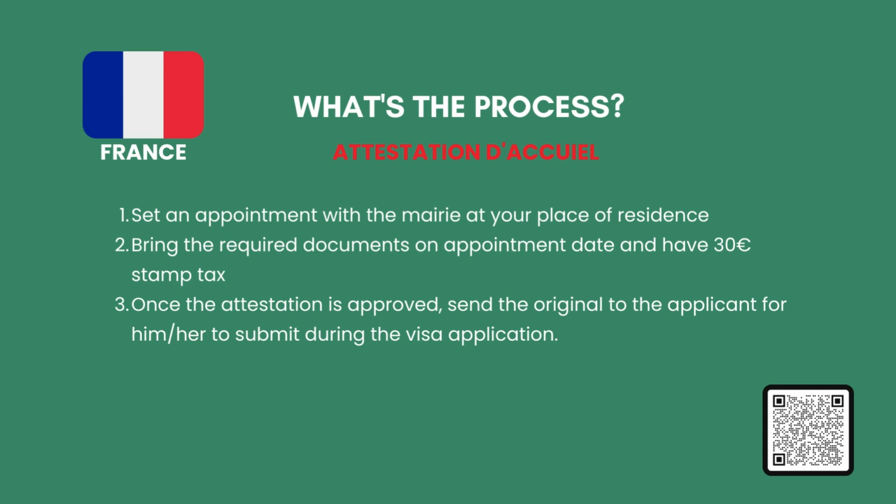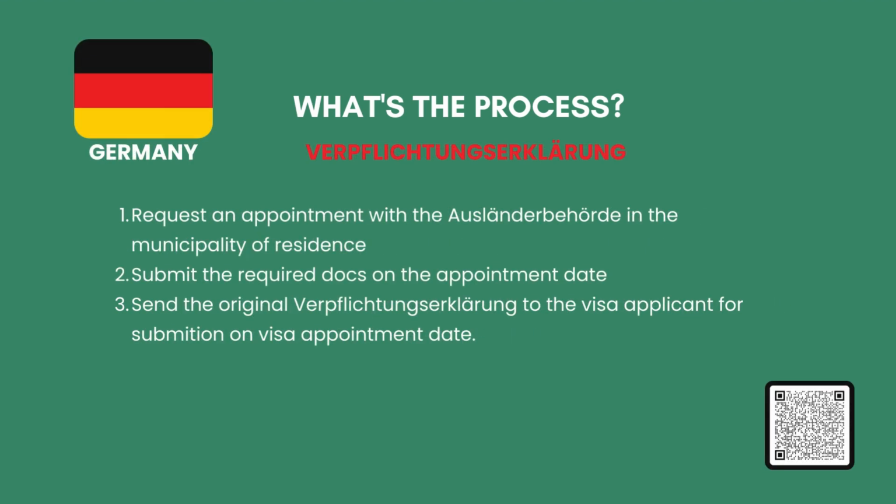Now for Germany. The process for getting the formal obligation document, or the Verpflichtungserklärung, is, first, you must request an appointment with the Ausländerbehörde in the municipality of residence. After you are given an appointment date, submit the required documents on the appointment date. And once you have received the approved formal obligation, send the original document to the visa applicant.